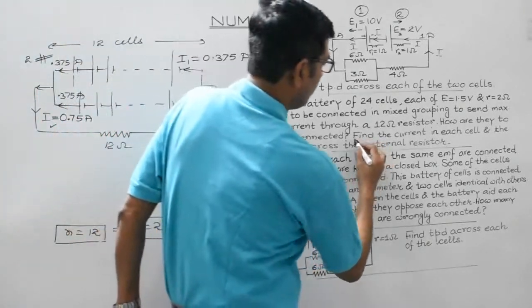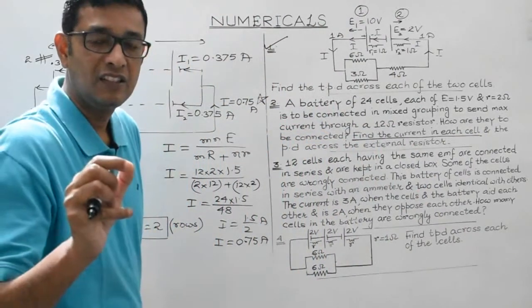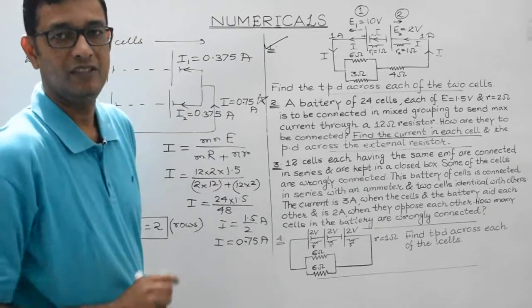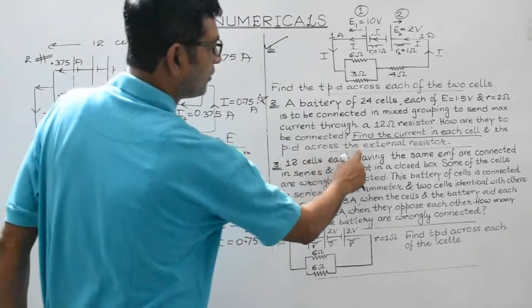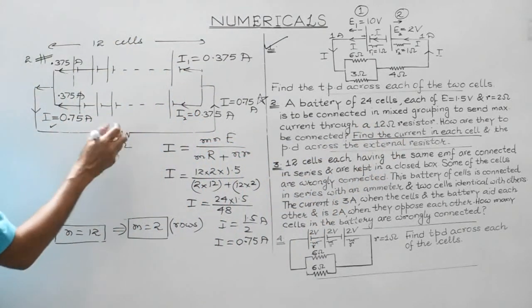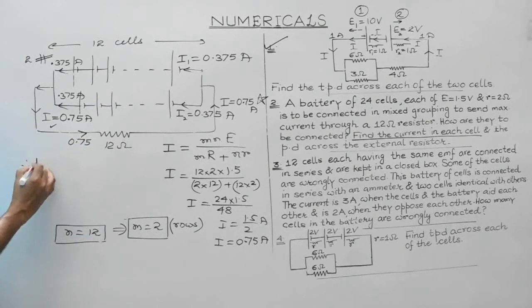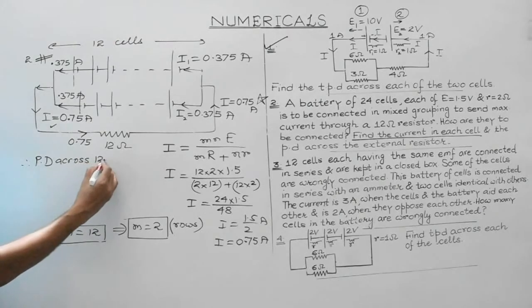So find the current in each cell. This we have obtained. Through each cell, the current flowing is 0.375 ampere. Done, student? Last part. What is the potential difference across the external resistor? This is the external resistor. And what is the current flowing through it? 0.75. Therefore, potential difference across 12 ohm.